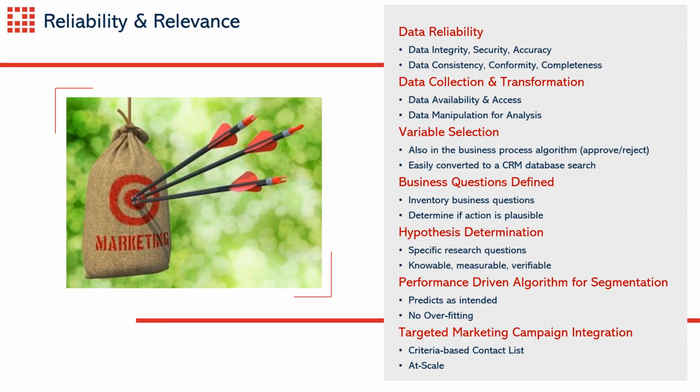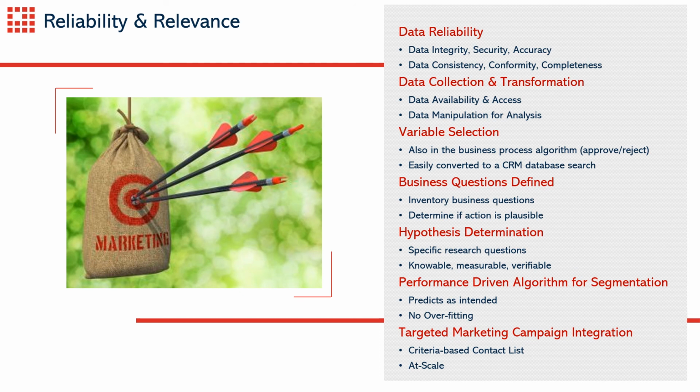Reliability refers to the extent to which a scale produces consistent results if the measurements are repeated a number of times. Scaling the analysis model requires careful consideration of data reliability, data collection and transformation, variable selection, business questions defined, hypothesis determination, performance-driven algorithm for segmentation, and targeted marketing campaign integration. A deeper dive into reliability and relevance mechanisms provides a roadmap for successfully extracting data to create insightful knowledge.